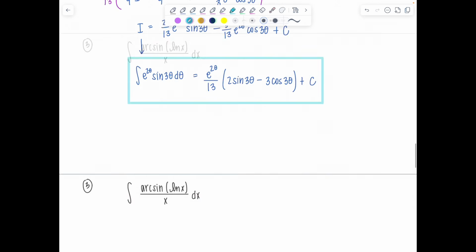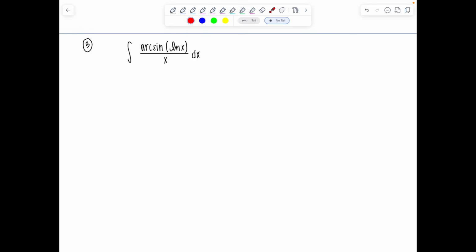Okay, last example for you. Example 3, we have the integral of arcsine of ln of x over x dx. I picked this one again because, if you just dive in and you're addicted to the acronyms and like a little math robot, you might not even approach this problem correctly, because you shouldn't just jump to integration by parts.